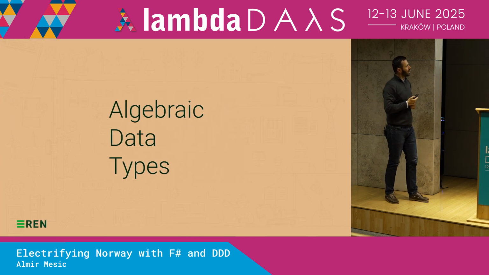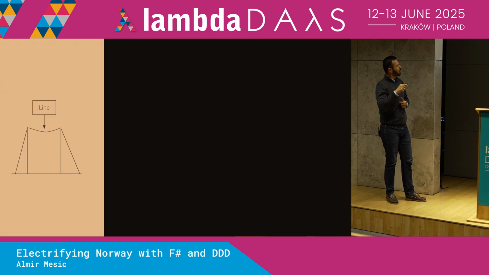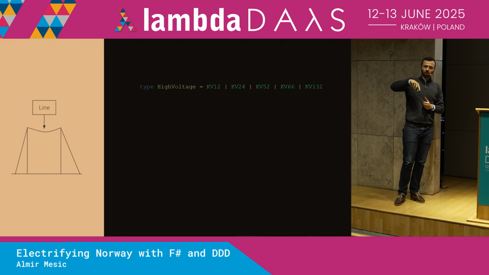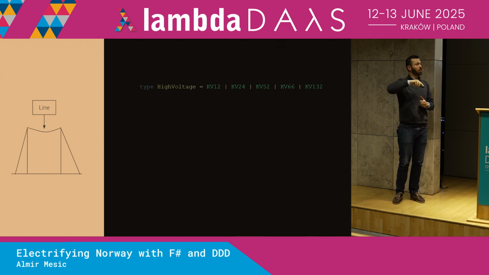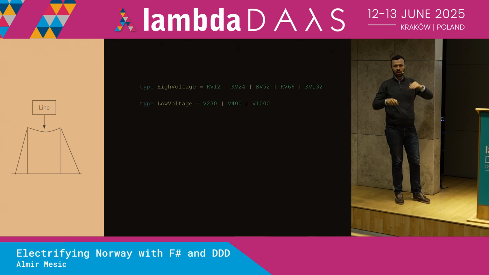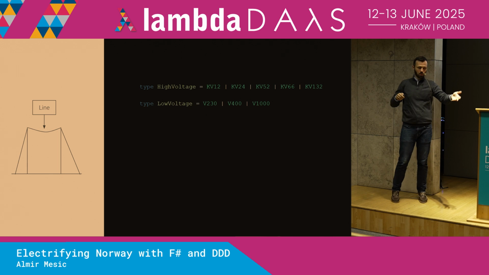So let's look at algebraic data types, a bit bigger example. Let's imagine you have 2 poles with stay wire support on each end. You have a line. Our first categorization in our context is we differentiate between high voltage and low voltage. High voltage is what you see outside urban areas, so that's 12 kilovolts, 24, 52, 66, and 132. Low voltage is the power you see in your house, so the power outlet.